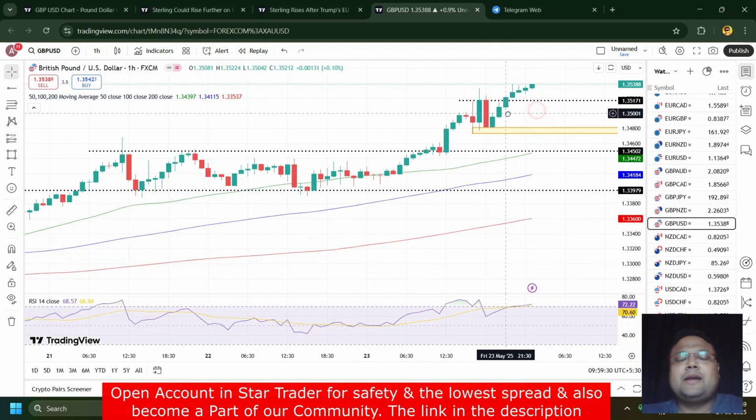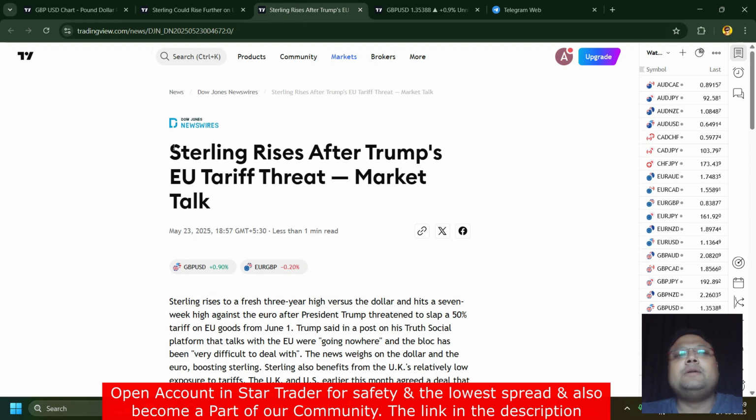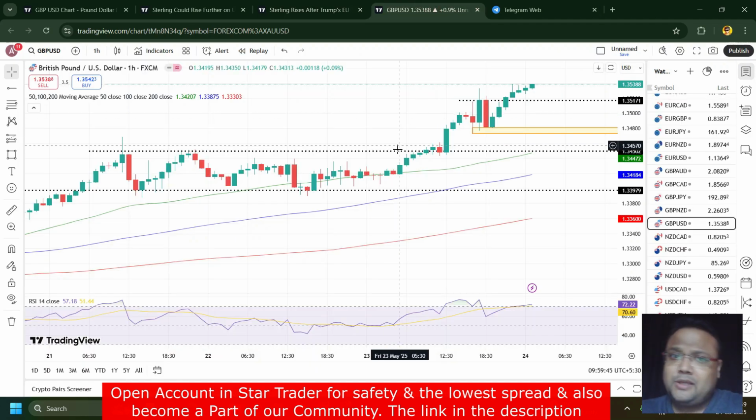So here, the market is more bullish. If you look at the market sentiment, you can see sterling could rise further on the UK's better trade position. Sterling rises after Trump's European Union tariff threat. And this is the chart of GBP USD.